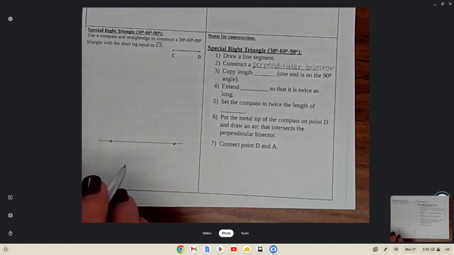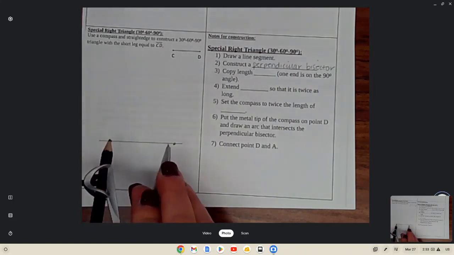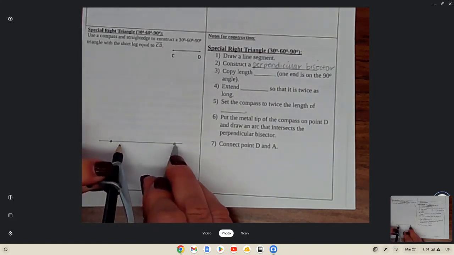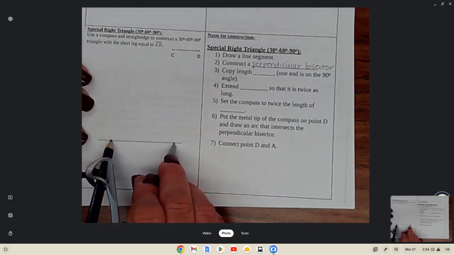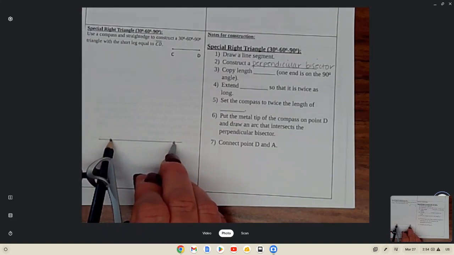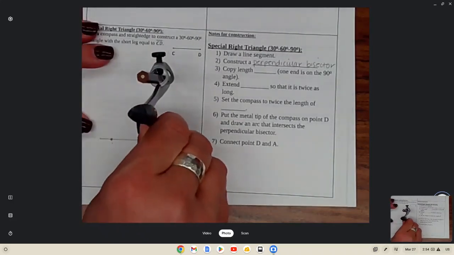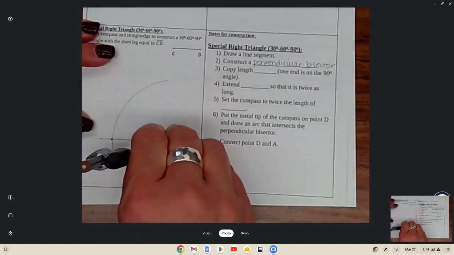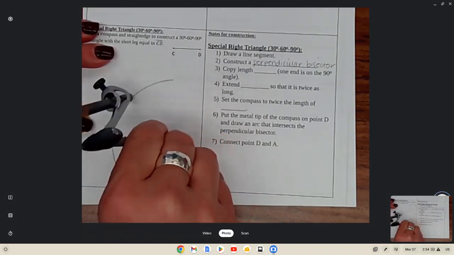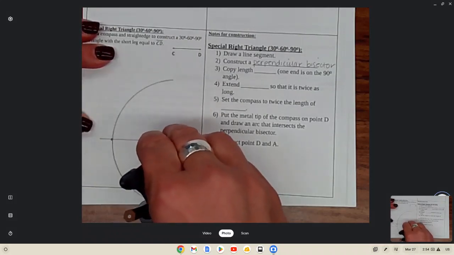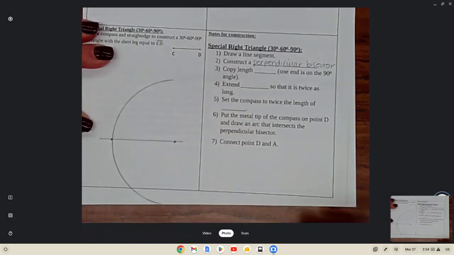Okay, so perpendicular bisector. It doesn't matter which side you start with, but you want to put your pin on one of your points, your pencil on another one of your points. Okay. Then you're going to draw a semicircle arc. Like so. Okay.